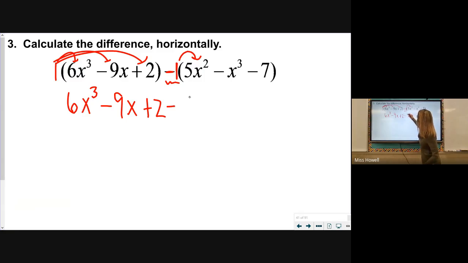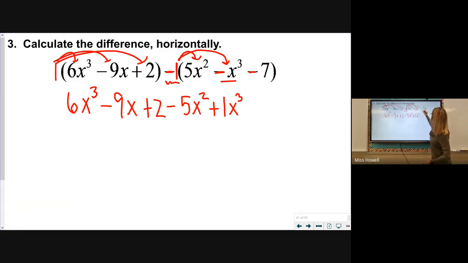So minus 5x squared. This is a negative here also. A negative times a negative here is going to give you a positive. So we're going to have plus 1x to the third. And then this is a -7. So a negative times a negative again will be a +7.